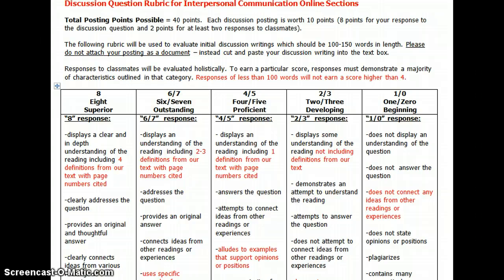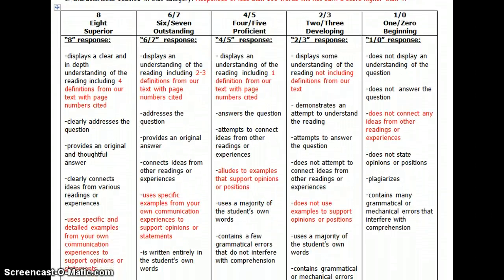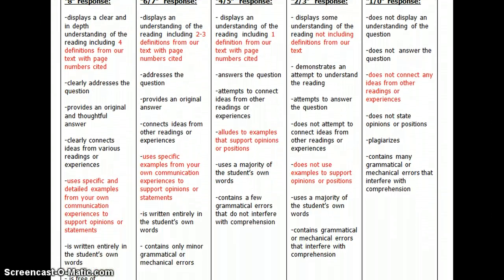If we move down toward the bottom of this grading rubric, you see that I'm also asking for you to use specific and detailed examples from your own communication experiences to support opinions or statements. Let's go back to the example. If you say I'm at this level of communication competence, then support that by talking about specific examples from your own communication that indicate to you why you think you're at that particular level of competence.